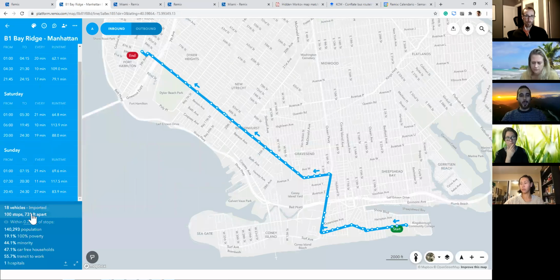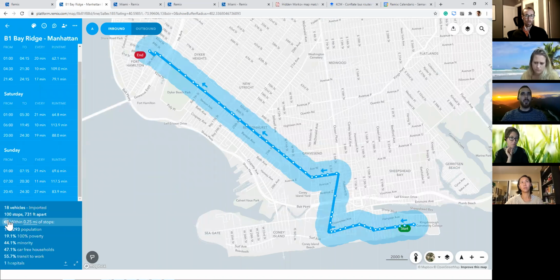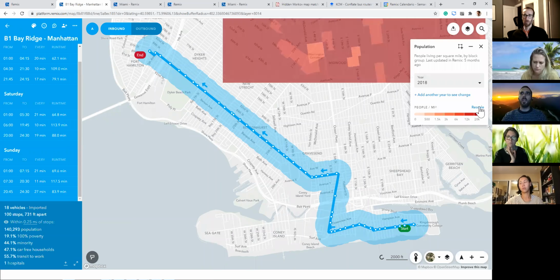I know I'm not showing it because it's private, but we also have all the possibilities of intersecting the data that we have from transit with all the information that we had from population, minorities, and all of that. The layers are still living here. And we can do all the same things we did before.